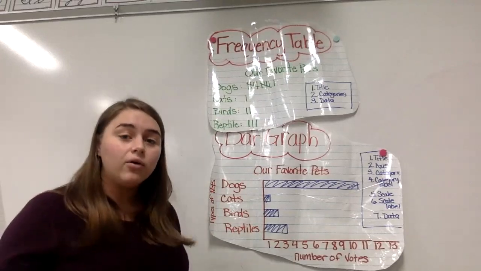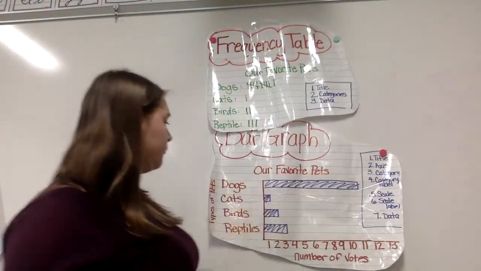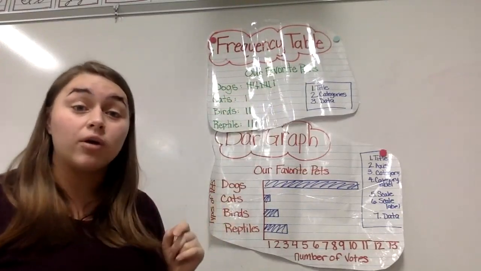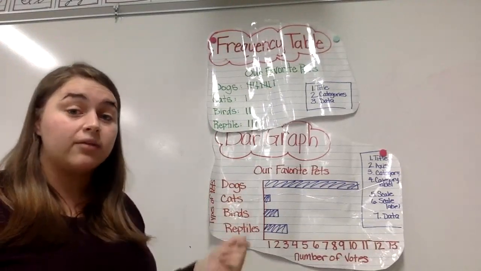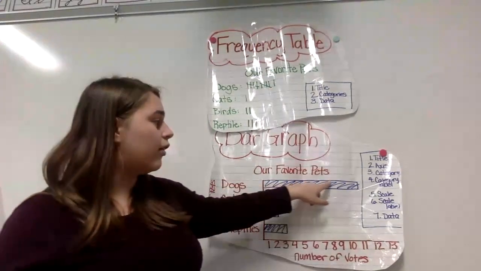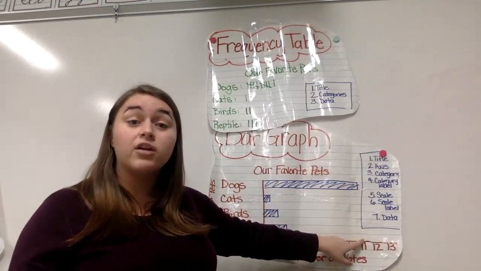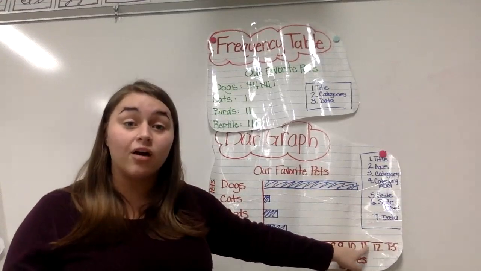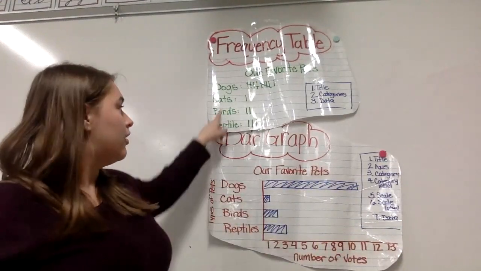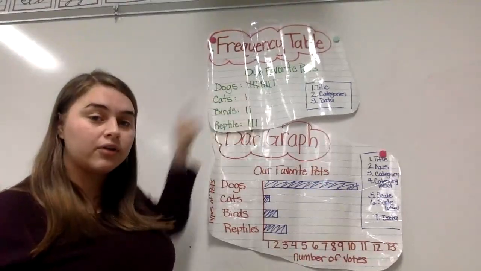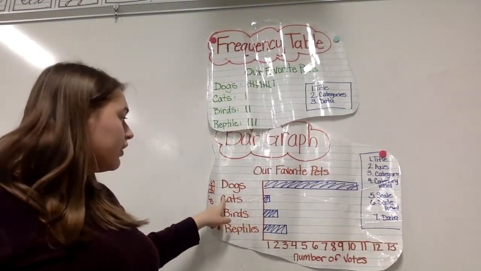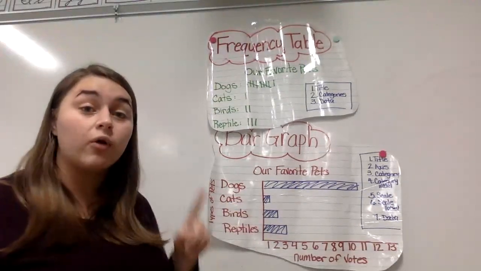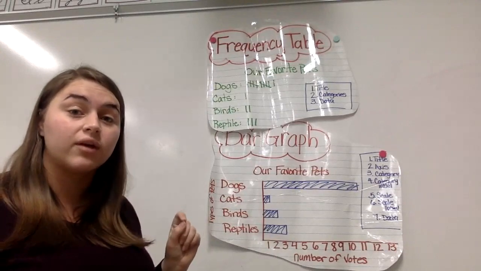So now let's see, how did we get these bars on our graph? Well, on our frequency table, there were 11 people that voted dogs as their favorite pet. So on our bar graph, we'd color our bar all the way up until we get to 11. That will show that 11 people voted dogs as their favorite pet. And then cats, only one person voted for cats. So we'd find cats on our bar graph, and we would just shade in until we get to 1 to show that only one person voted for cats as their favorite.